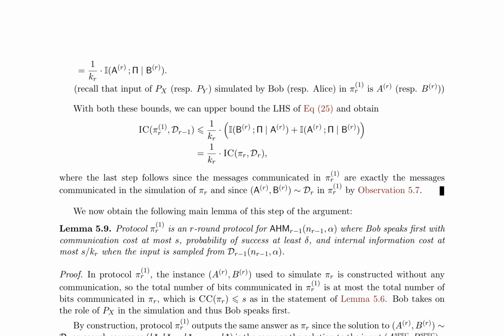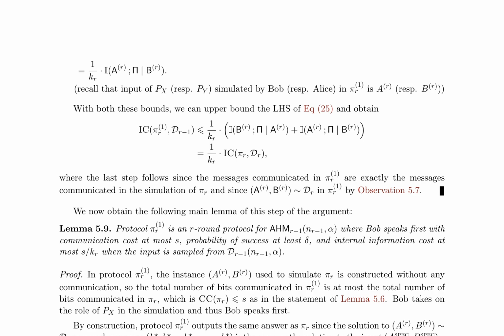The proof of this lemma involves showing that the total number of bits communicated in pi 1, r is at most the total number of bits communicated in pi r, and that the protocol outputs the same answer as pi r. The authors then describe a low communication cost protocol pi 2, r, which is obtained by compressing the communication cost of pi 1, r using standard message compression techniques.